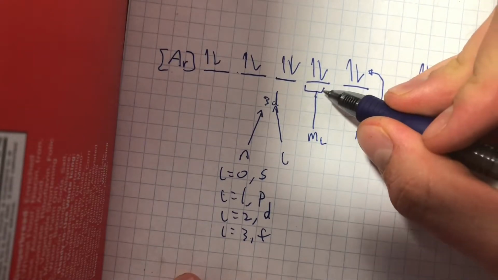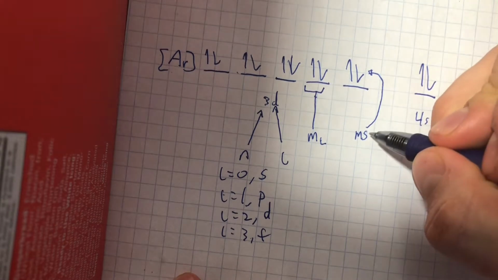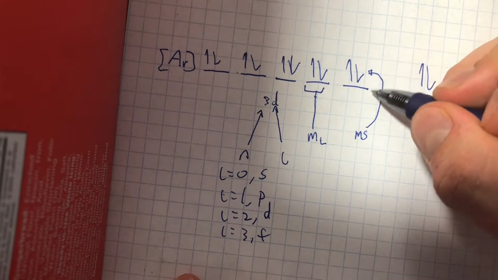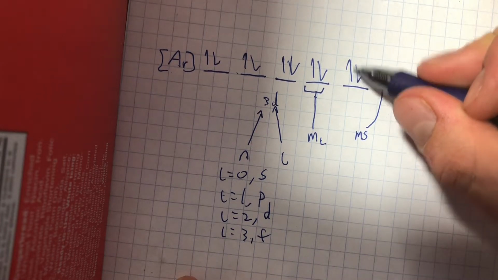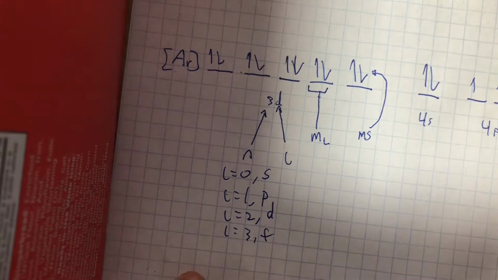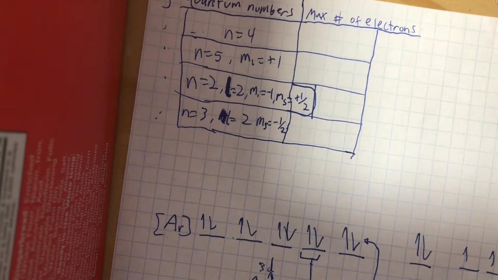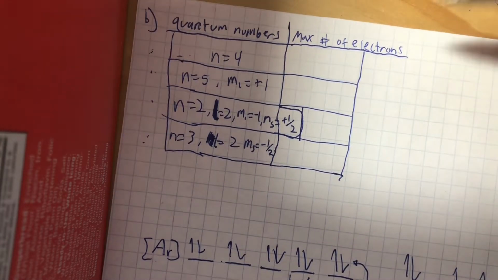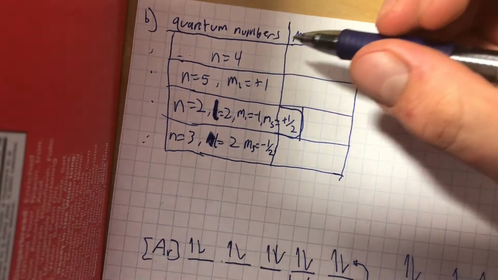ML just corresponds to which orbital in the subshell it's in. And MS corresponds to the spin on the electron. So it's either up or down, which is positive 1/2 or negative 1/2. So that's what the quantum numbers are. So B asks you to just fill out this chart here. It asks you to say the maximum number of electrons that have these quantum numbers.